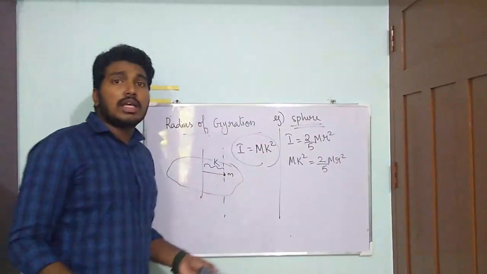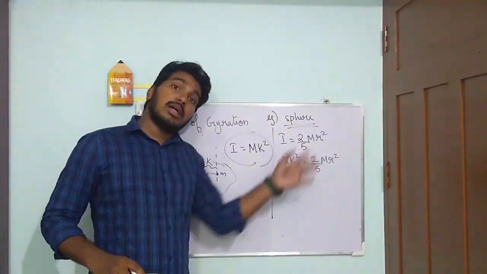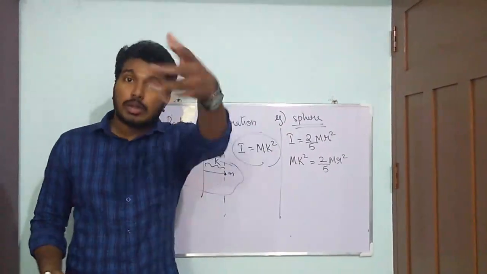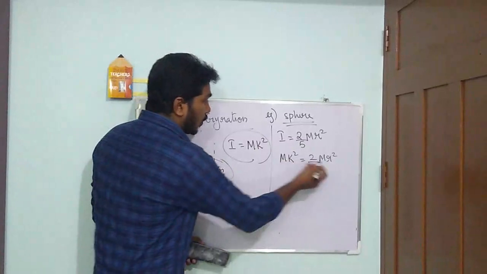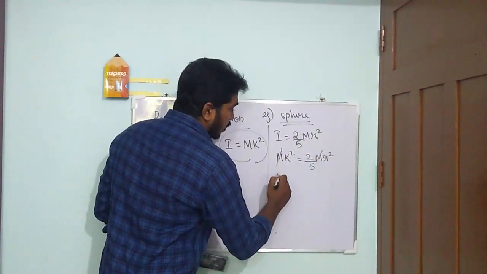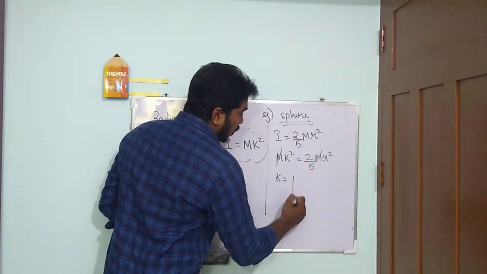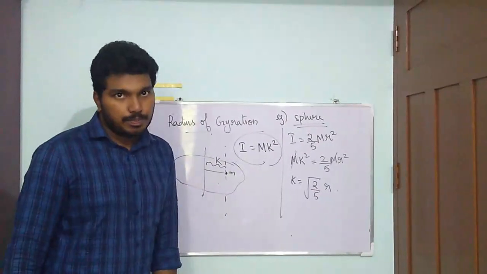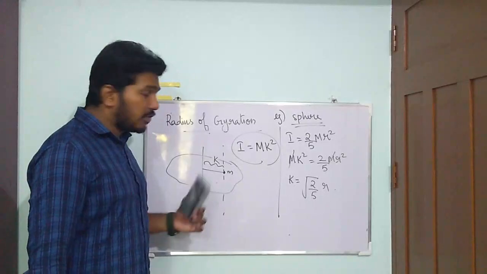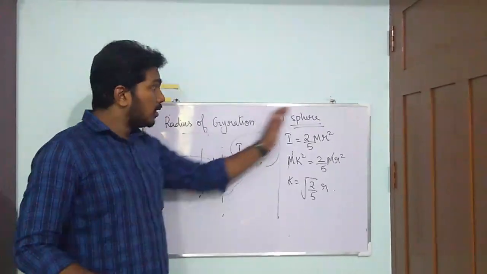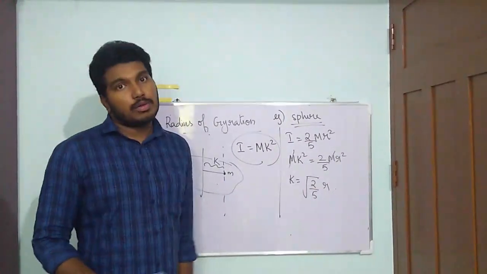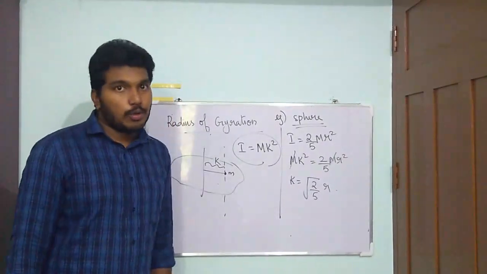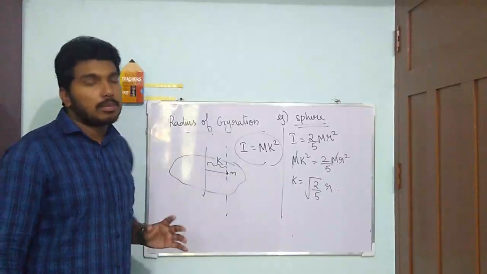If it is a ring you are taking, you can write MK square is equal to MR square. If it's a disk, you write MK square is equal to MR square by 2, and so on. So here M and M get cancelled, and you get K is equal to root 2 by 5 R. Understood? Radius of gyration is a very important concept. You have to remember how to find the value of K also. Usually K by R or K square by R square value will be needed. When we come into rolling motion, you will see that.